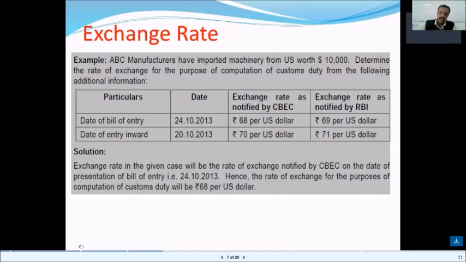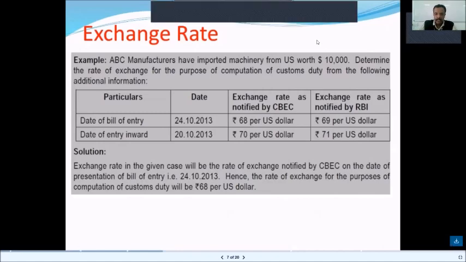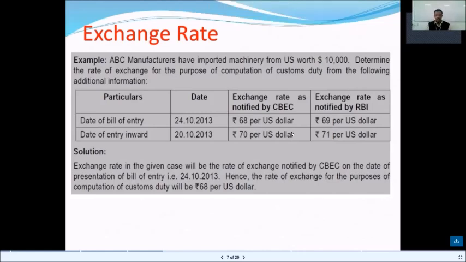The exchange rate here will be determined by the rate which is fixed by the CBEC, which is 68 rupees per US dollar for the next entire month. So solution here: exchange rate in the given case will be the rate of exchange notified by the CBEC on the date of presentation of bill of entry, that is 24/10/2013. Hence the rate of exchange for all purposes of computation of customs duty will be rupees 68 per US dollar.